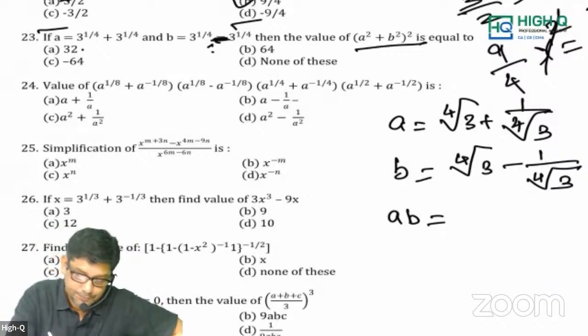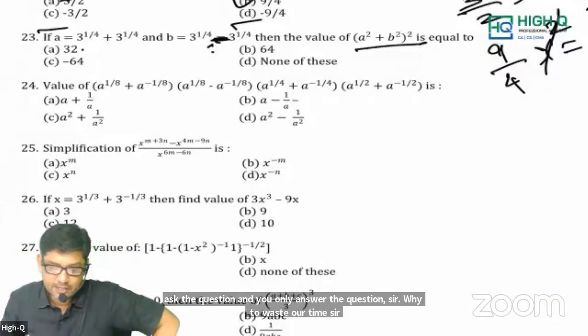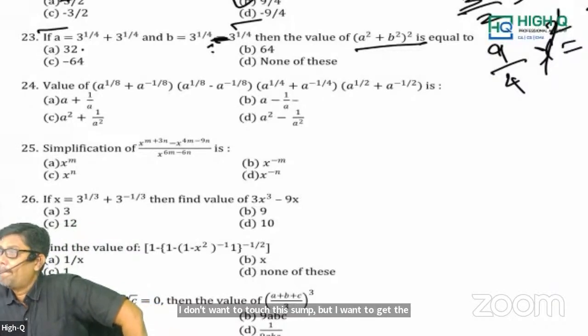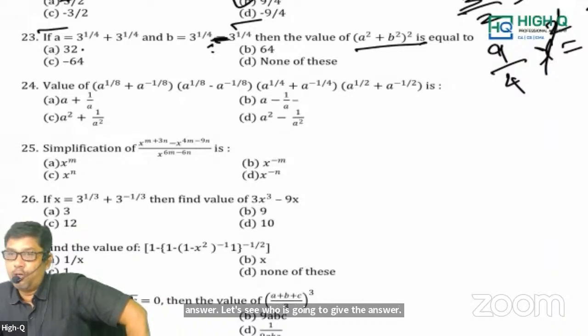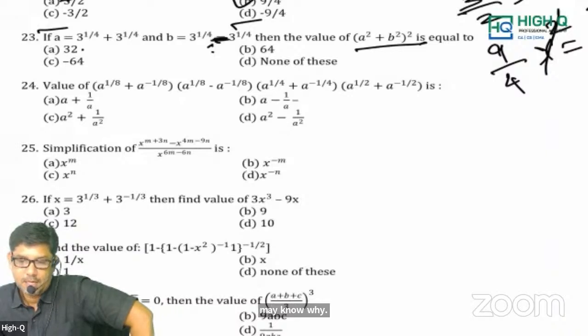Okay. I don't want to touch this sum, but I want to get the answer. Let's see who is going to give the answer. Huh? 64. Why? Your instinct says 64. May I know why? Aditya says 3. What 3, Aditya?